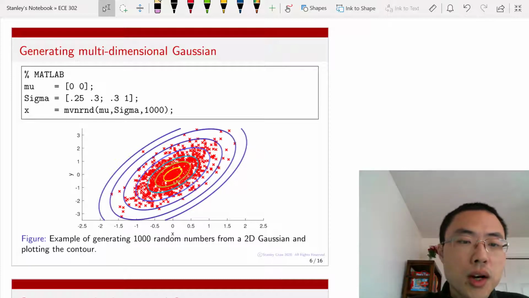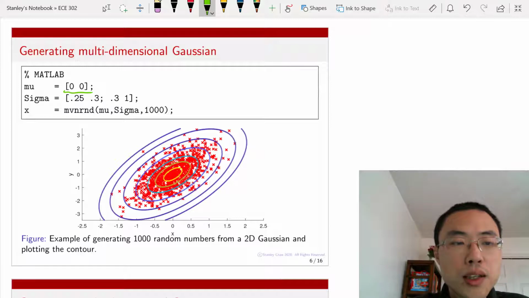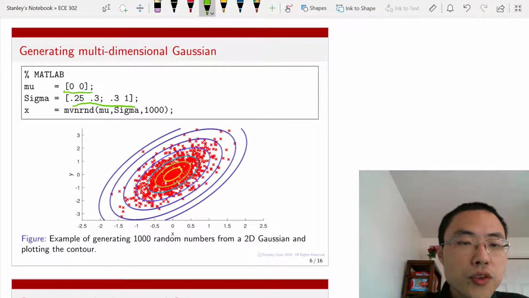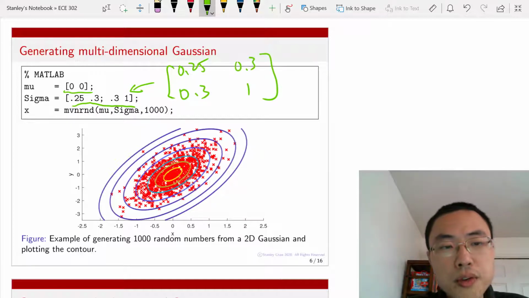In this example, I am using this mean vector 0, 0, and then this is the covariance matrix. It's given by these 4 numbers. So this number stands for 0.25, and then 0.3, 0.3, and 1. So that is my covariance matrix.